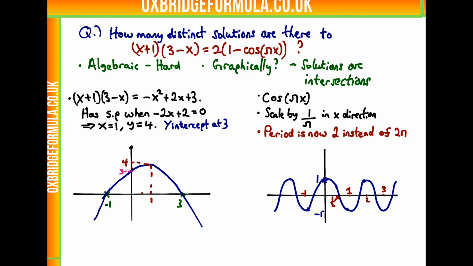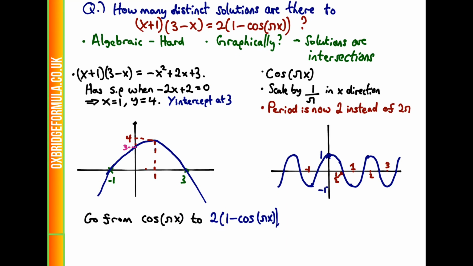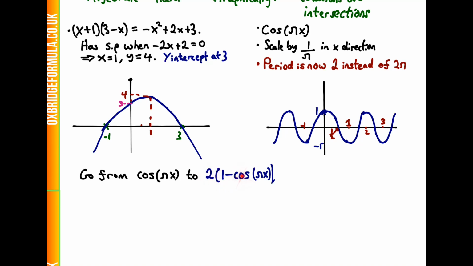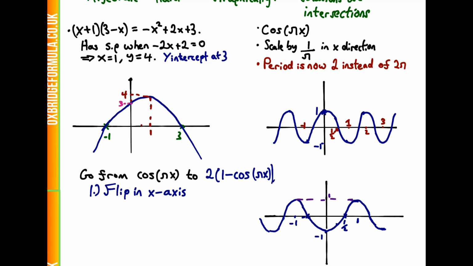Okay, so now how do we get 2 times (1 - cos πx) from cos πx? Well, this is a series of graph transformations. So let's go from inside to out, which is the way we do these transformations. We have cos πx, then we have a minus. What does that mean? That means we flip our graph in the x-axis. So how does that look? If we take our original graph and flip it in the x-axis, this point at 1 goes to -1, but the zeros stay where they are, and everything else flips. So it becomes something like this.